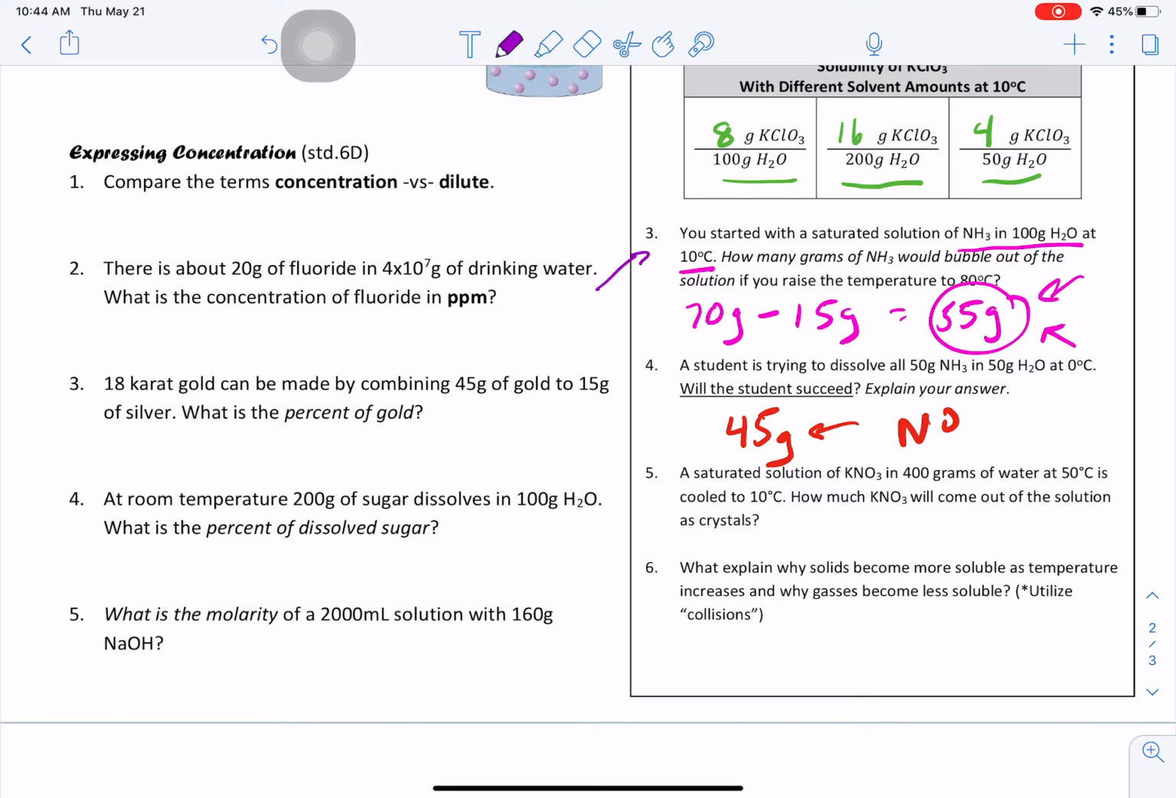Okay, so we have a saturated solution in 400 grams of water at 50 degrees Celsius. So let's start right there. Got to figure out the saturation point, so where it lands on the line.